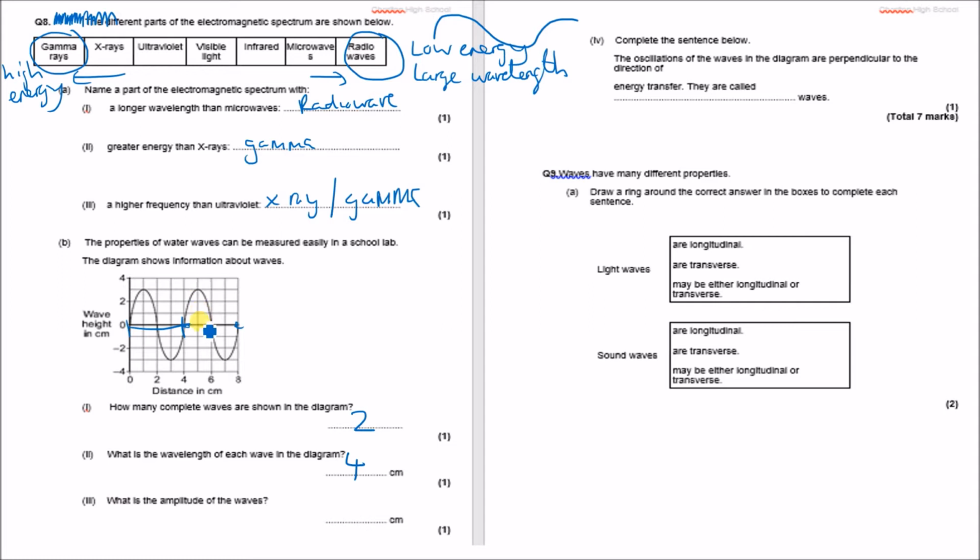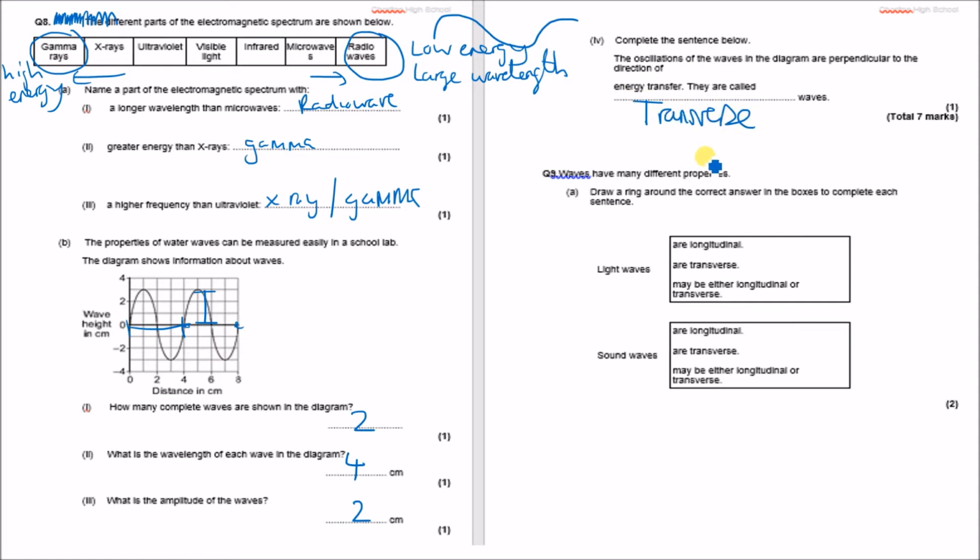And what is the amplitude of the wave? That is half the height, so it's from there to there, and that is 2 centimeters. Right, complete the sentence below. The oscillations of the wave in the diagram are perpendicular to the direction of energy transfer. They are called transverse waves.